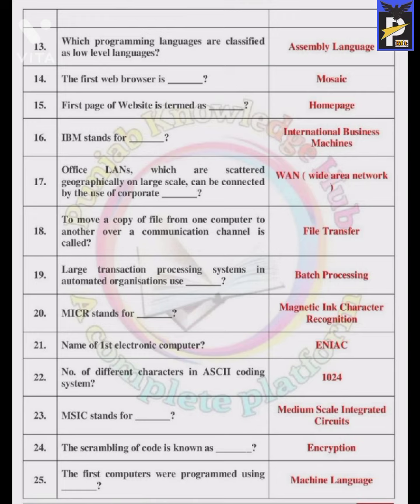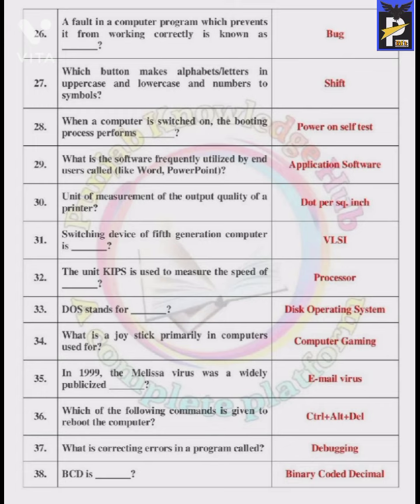The scrambling of code is known as? Encryption. The first computers were programmed using? Machine language. A fault in a computer program, which prevents it from working correctly, is known as? Bug. Which button makes alphabet letters uppercase and lowercase, and numbers to symbols? Shift. When a computer is switched on, the booting process performs? Power on self-test.